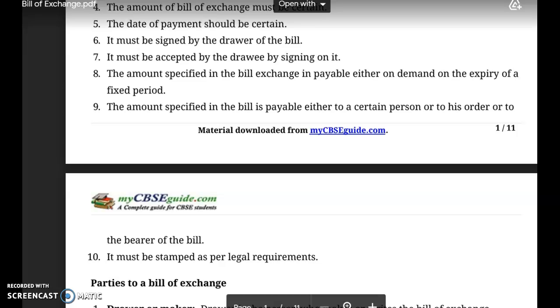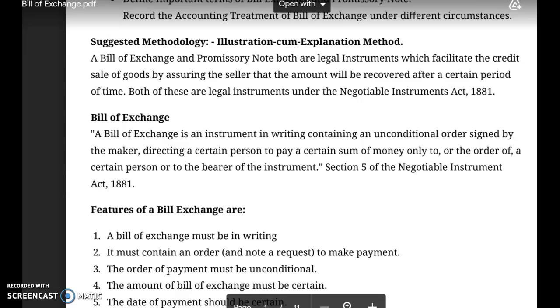Then it must be stamped as per the legal requirement. A bill of exchange will become a legal document only when it is properly stamped. Stamped here means generally that it is written on stamp paper. Stamp paper here means the legal paper. So unless it is drawn on legal stamp paper, it will not be treated as a bill of exchange.